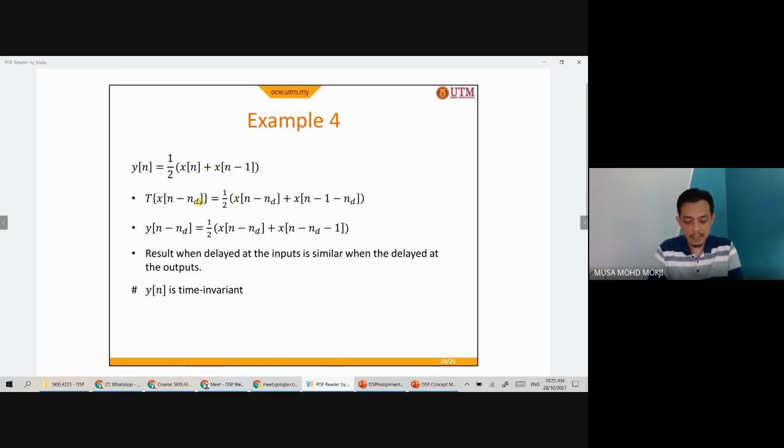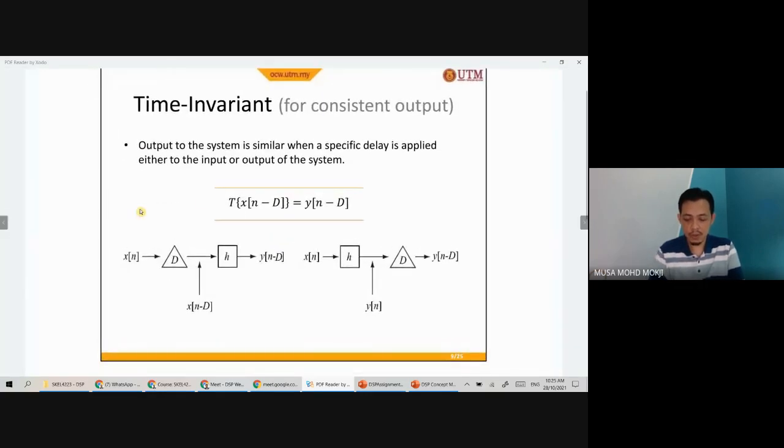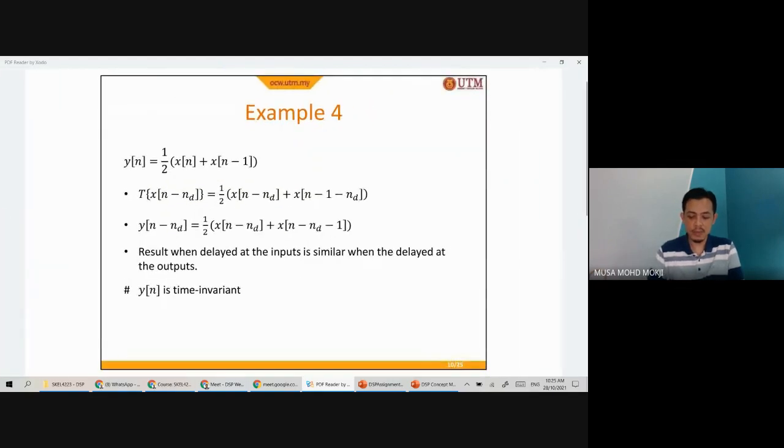Okay, in checking this, there is a note here. We need to make sure that T{x[n minus d]} should equal y[n minus d]. What is this? The first one is delay first and then do the process. And the other is do the process first and then delay later. To delay first and then do the process, we replace x[n] with x[n minus d]. Actually, whatever is inside the input bracket, this is the time bracket.